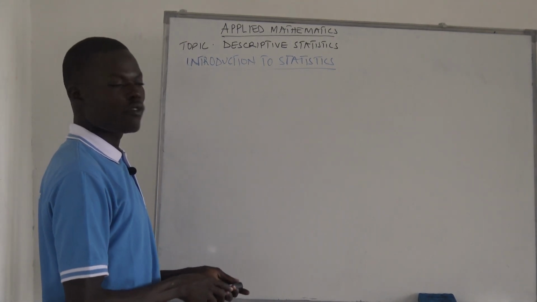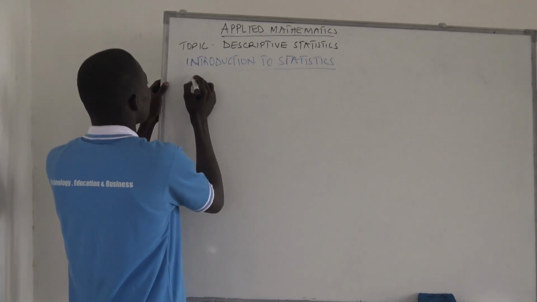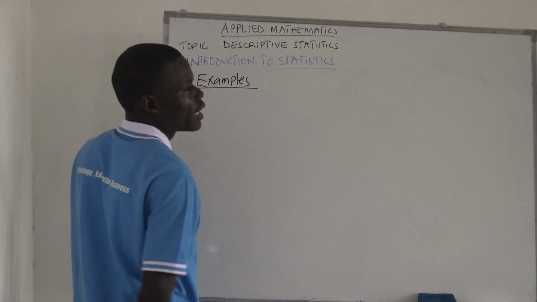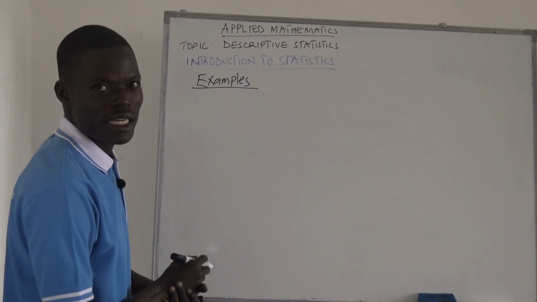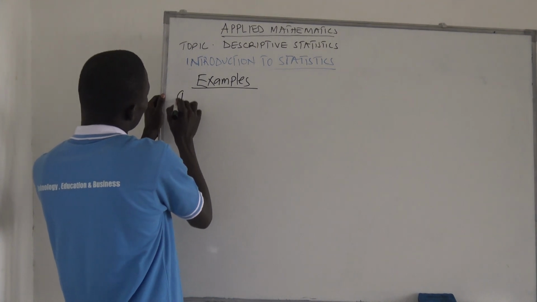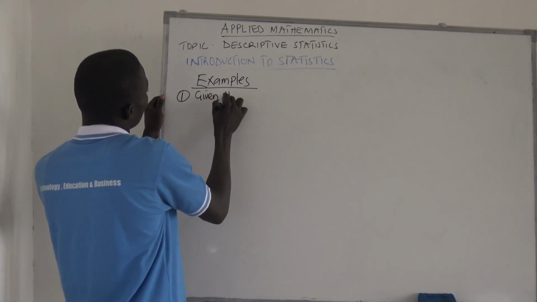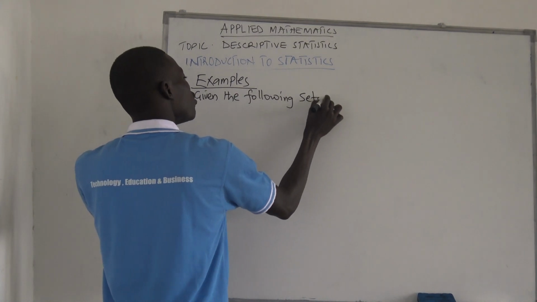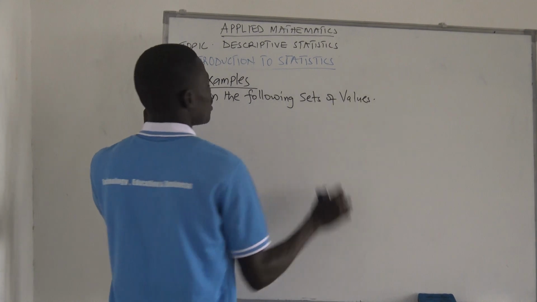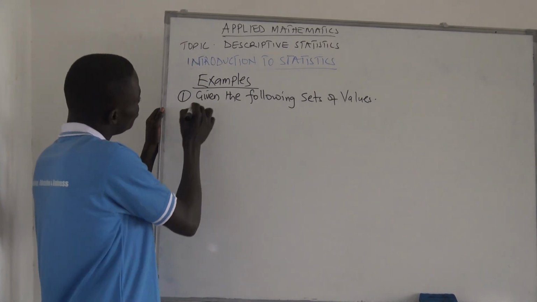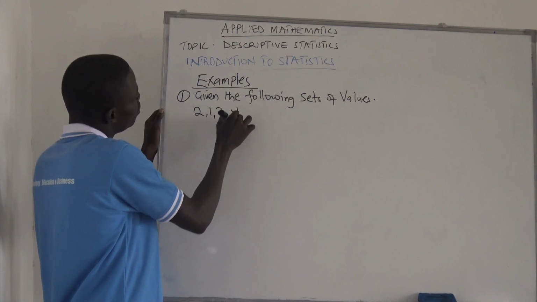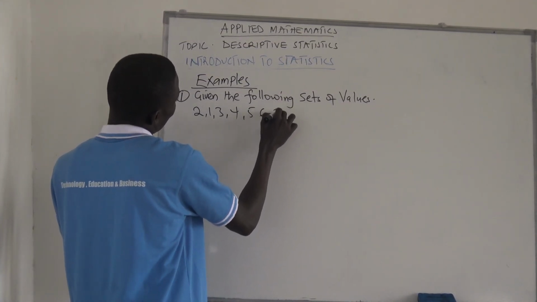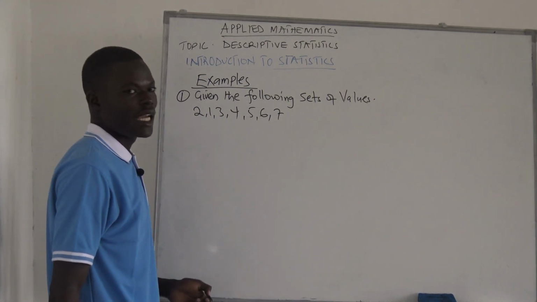Example: given the following sets of values. Values which we have: 2, 1, 3, 4, 5, 6, 7, 8, 9, 10.